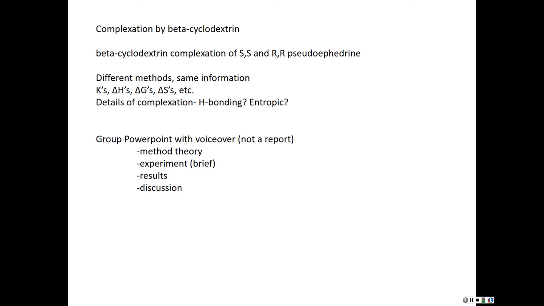So it's a different method, same information. We're actually using the single method. Different groups are going to do SS and RR, so each group is going to do one of those so that we can compare.